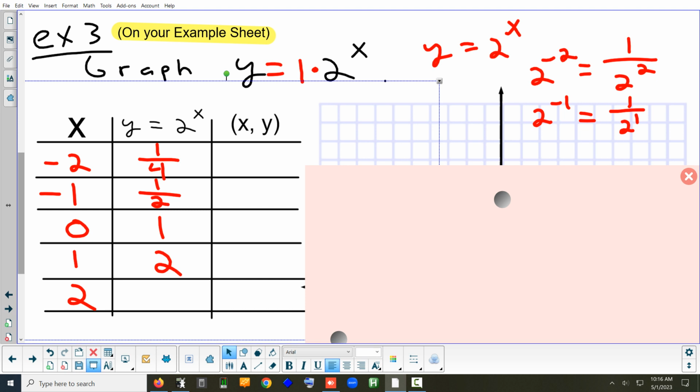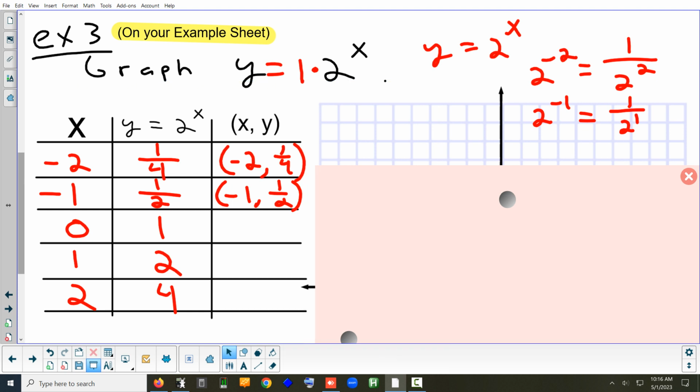And now the last x value I need to plug in. How about Dorian? 2. Plug that in for x. What's 2 to the second power? 4. Okay, so there's my y column. So I got my x's, I got my y's. Now put them together like that to make a quarter. -1, 1/2, and we're going to graph all these in just a minute.